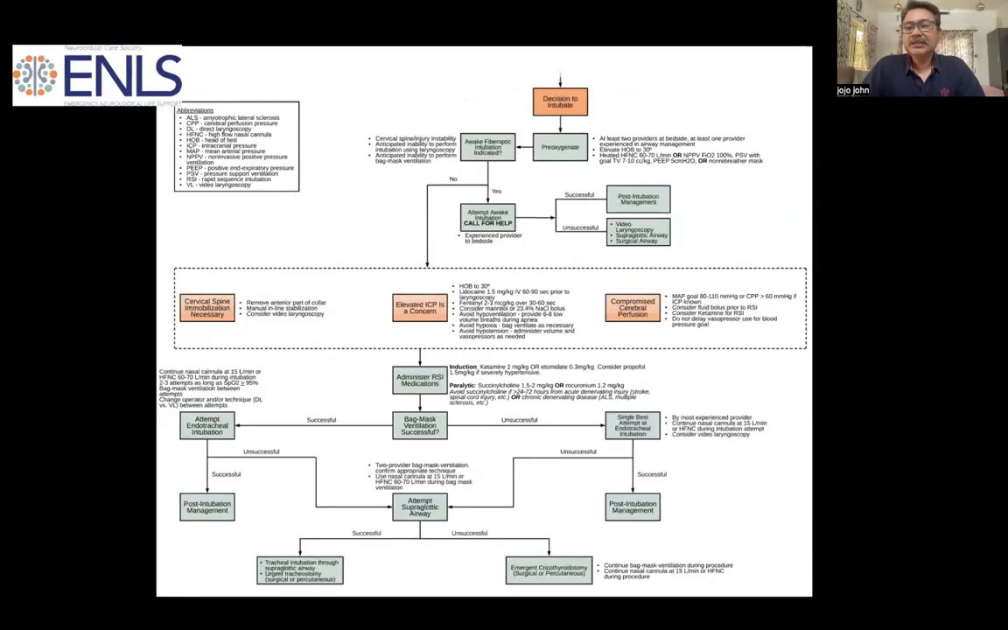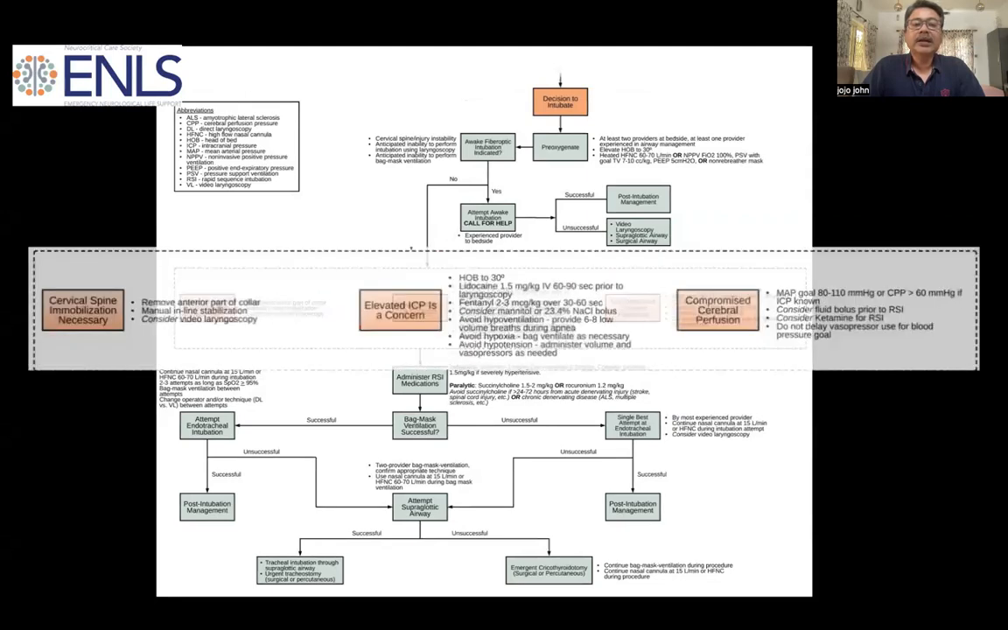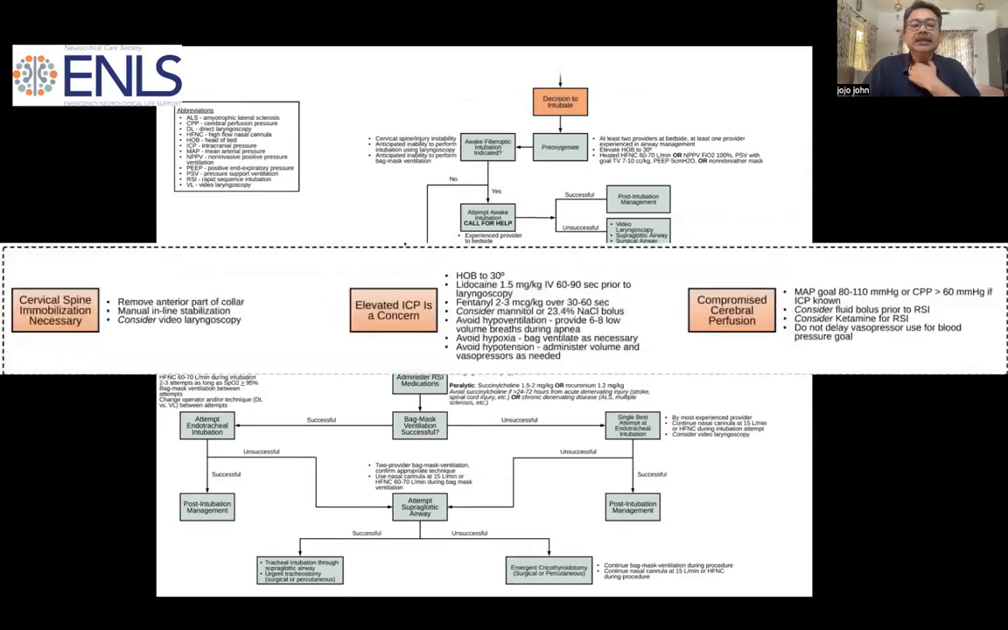Intubation in these patients is not so simple. We need to follow the emergency neurological life support algorithm. You can freely download from the Neurocritical Care Society webpage. I'm sure you cannot read this, and that was not my intention. What I need you to focus on is this. Pay attention to three things.